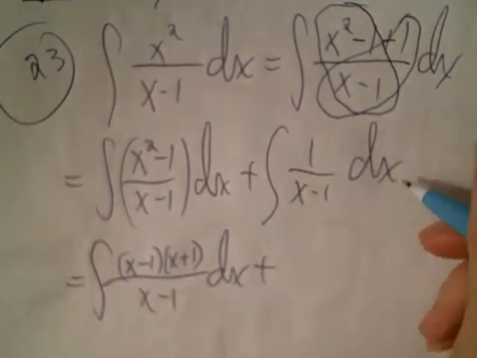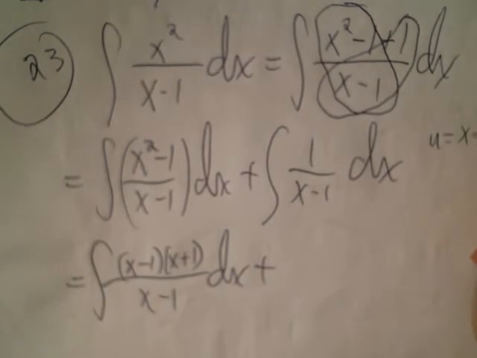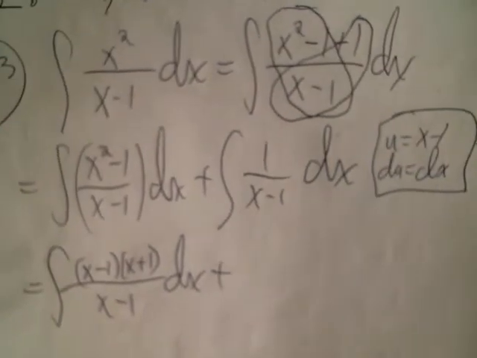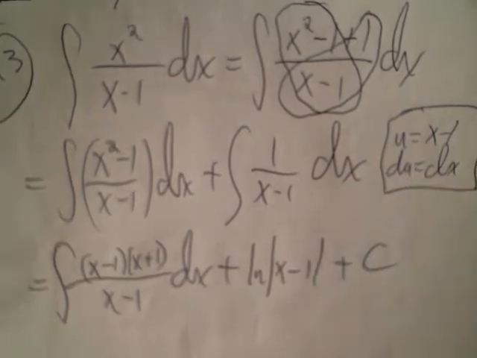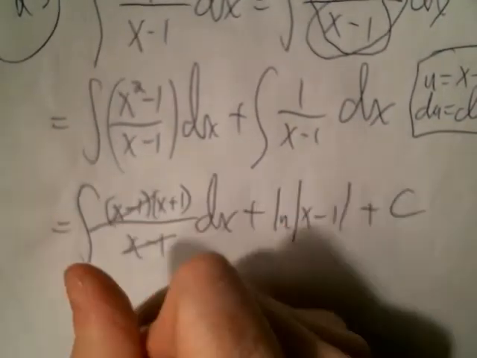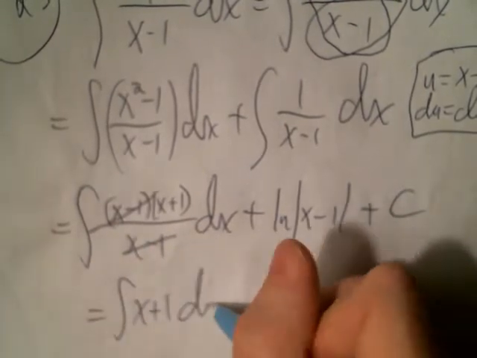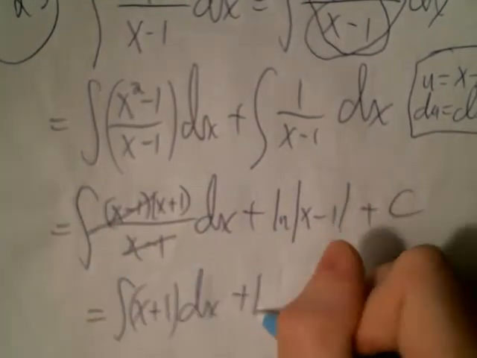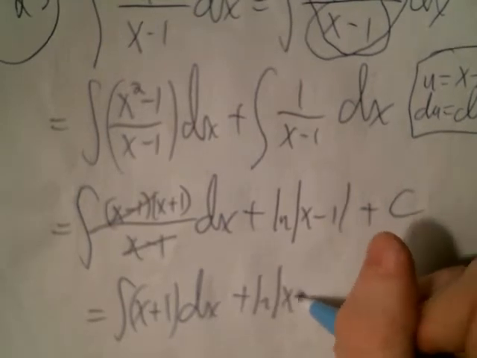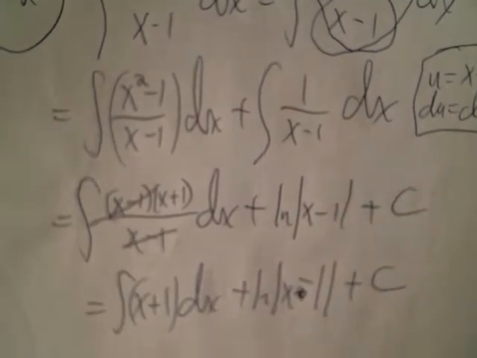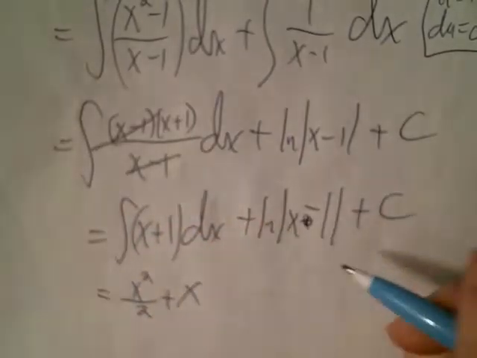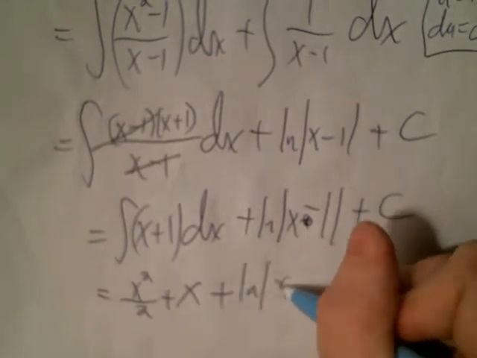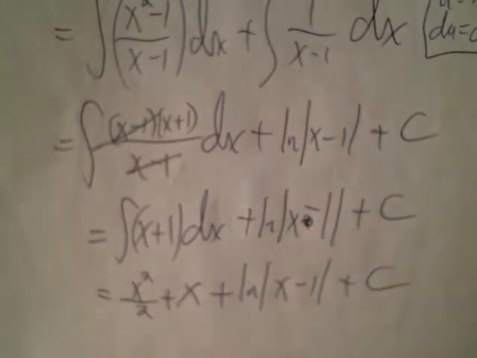Plus this guy is just a natural log, right? So if you did a u sub for x minus 1, du would just be dx. Okay, so I don't have to worry about any constants or anything. It would be ln of absolute value of x minus 1 and then plus c. The x minus 1's divide out. I have the integral of x plus 1 dx. And then plus ln of absolute value of x minus 1 plus c. Integral of x plus 1 is x squared all over 2 plus x, and then plus this ln absolute value x minus 1, and then plus c.